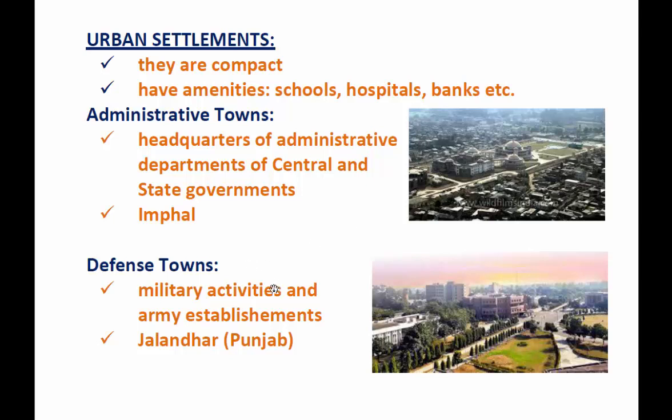Another one is defense towns. Defense towns are developed because of military activities and army establishment. One of the best examples is Jalandhar in Punjab. So this is the city of Jalandhar, which is in Punjab. It is a type of defense urban settlement, so to say. They are developed because of the military activities and army establishment.